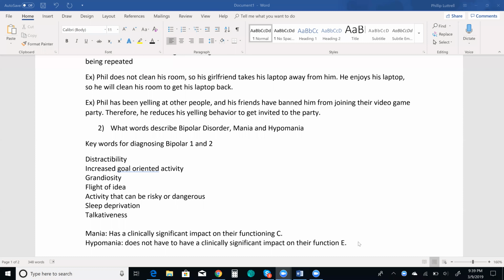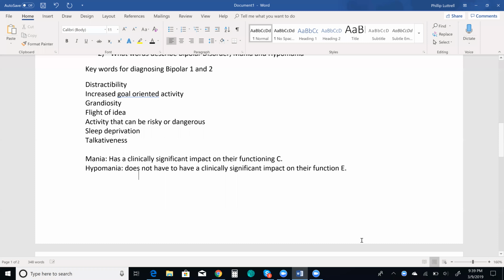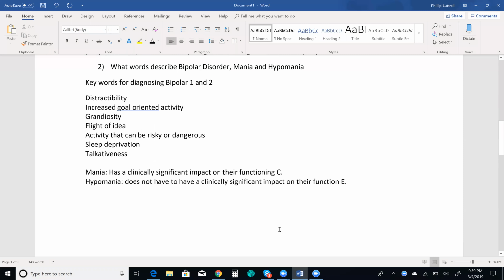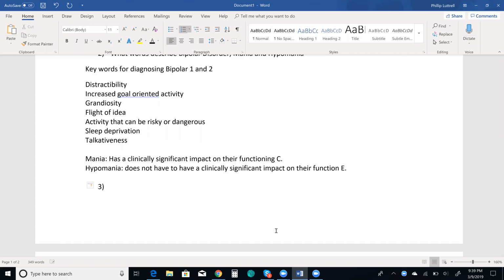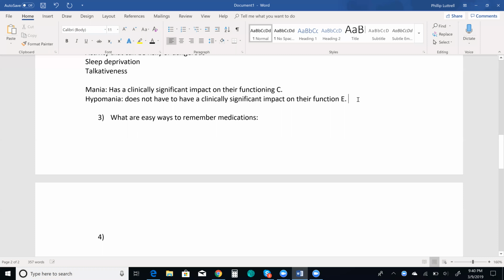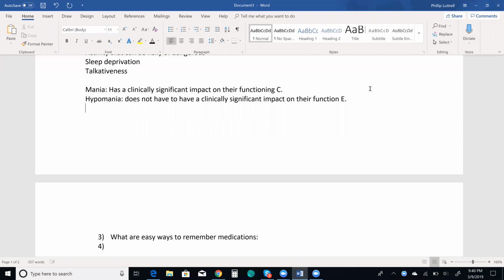If you have a mic, feel free to unmute it and ask the question. Someone asked if there's a method to remember medications. What are easy ways to remember medications? This begs the question, is it going to have the brand name or generic name?